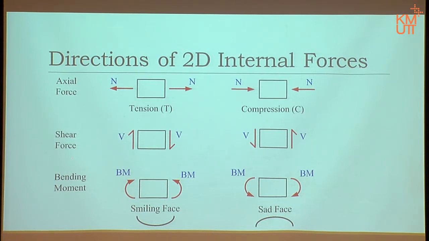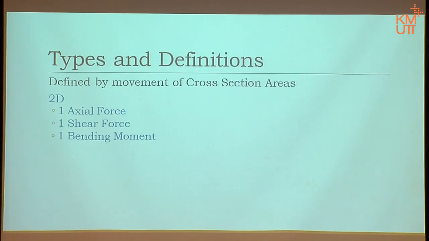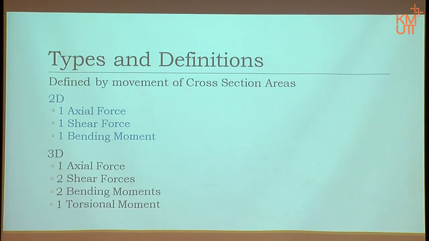Now before we move on, we have defined the 2D internal forces already. Right? We have one axial force, we have one shear force, and then we have one bending moment. What about 3D then? The same piece of material, but now we consider all possible motion. The first motion is the same, it's the axial force. There is only one way you can move the cross sections away from each other, along that line. So in 3D it's still one axial force.